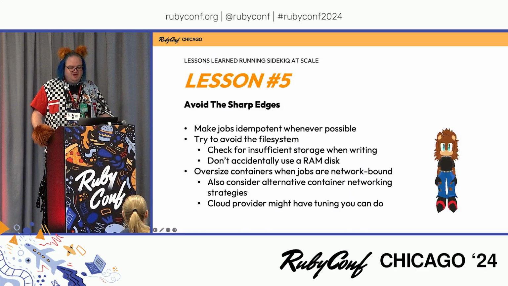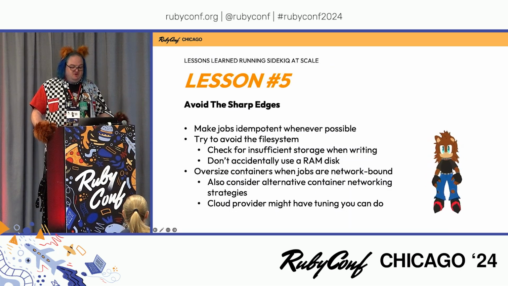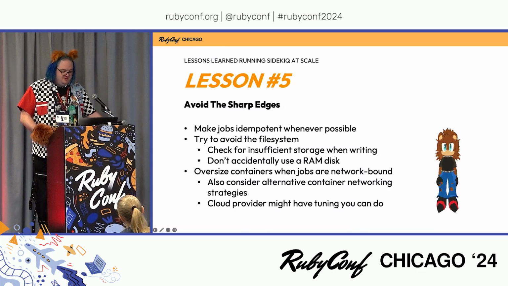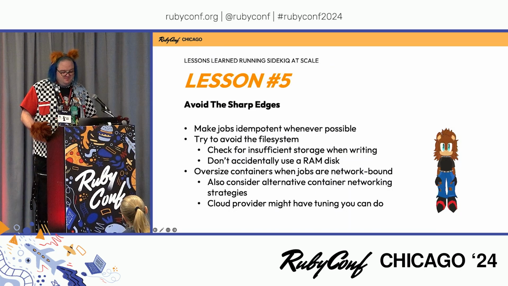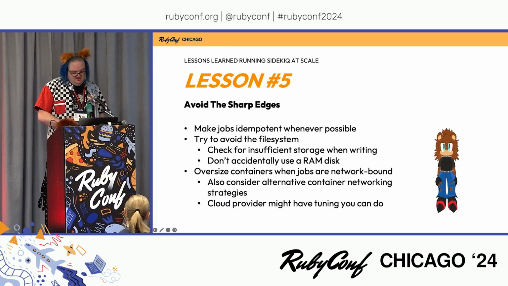Also, you might have a different networking strategy you want to use besides Docker NAT or whatever. You can do whatever, right? There are a lot of different choices out there. There are all different trade-offs. You might need to do some tuning for your cloud provider. There's all kinds of stuff like that.